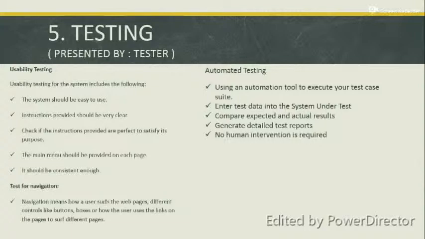For testing our recommender system, we use usability testing and automated testing. Usability testing for the system includes the following: the system should be easy to use. Instructions provided should be very clear. Check if the instructions provided are perfect to satisfy their purpose. The main menu should be provided on each page and it should be consistent enough.